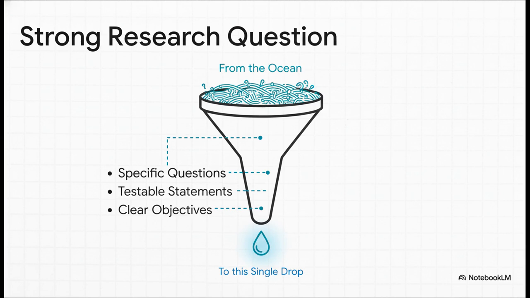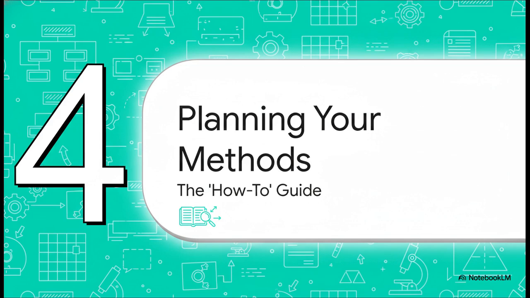See? That question naturally leads to testable statements and gives you clear objectives, like interviewing community leaders or surveying residents. It creates a project that's actually manageable and meaningful. Okay, so we've got the why and the what locked down. Now we pivot to the how.